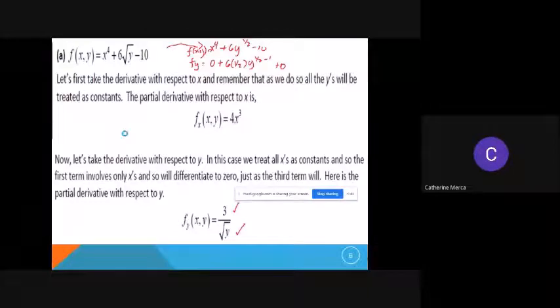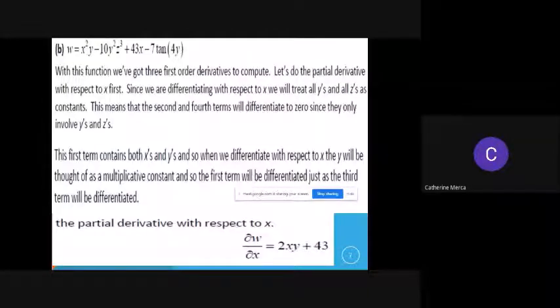Let's take a look at this. W equals x squared y minus 10 y squared z cubed plus 43x minus 7 tangent of 4y. With respect to x, the y here is constant. So you will have 2xy. And this one has no variable x, so this entire thing becomes a constant again. So its derivative with respect to x is 0.